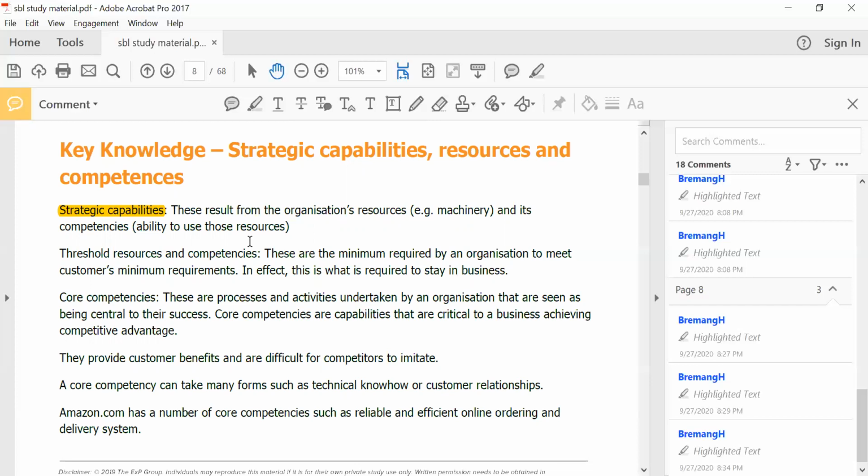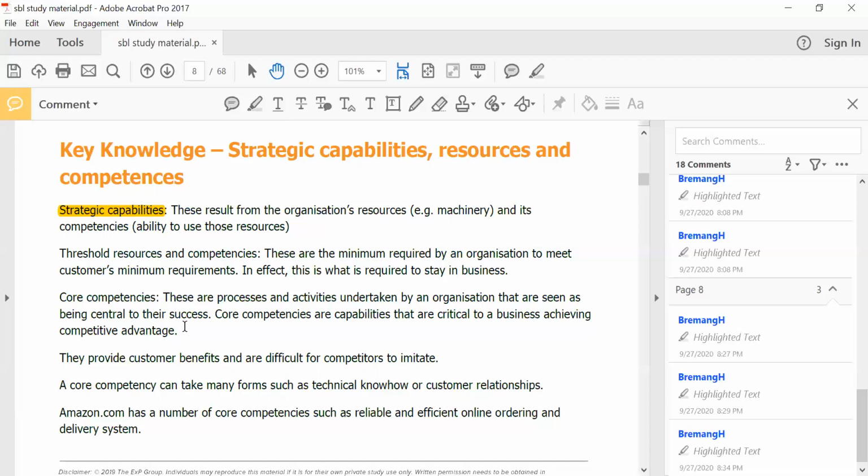So in outsourcing, we do not outsource issues that are our core competencies. Core competencies are processes and activities undertaken by the organization that are seen as being central to their success. Core competencies talk about your vision and mission, and we do not outsource that. Core competencies are capabilities that are critical to a business achieving competitive advantage.